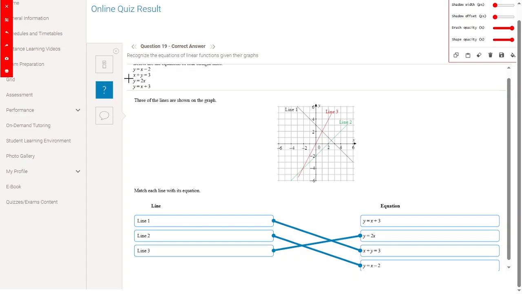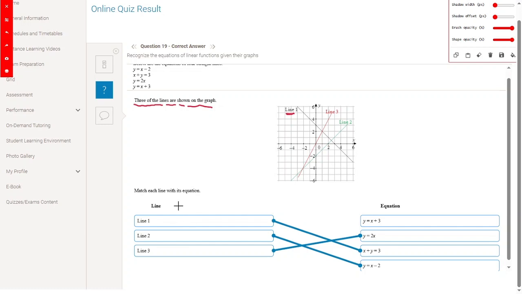Now here we have equations of straight lines. We have y equals x minus 2, x plus y equals 3, y equals 2x, and y equals x plus 3. Three of the lines are shown on the graph here: line 1, line 2, and line 3. Now, match each line with its equation.